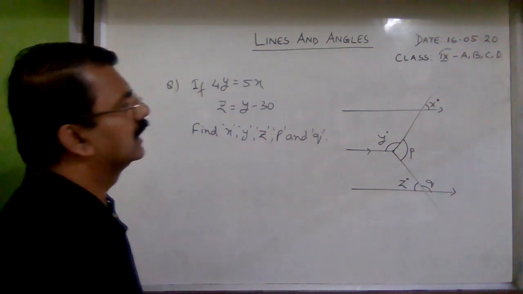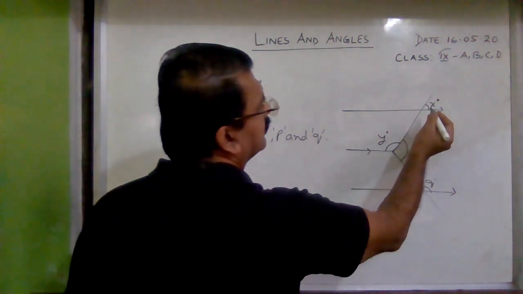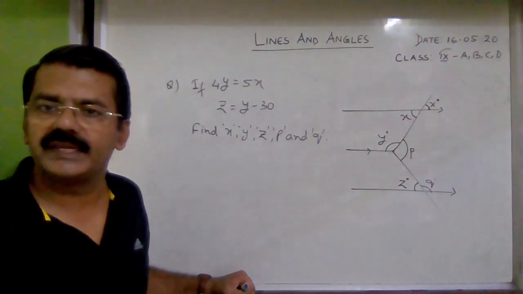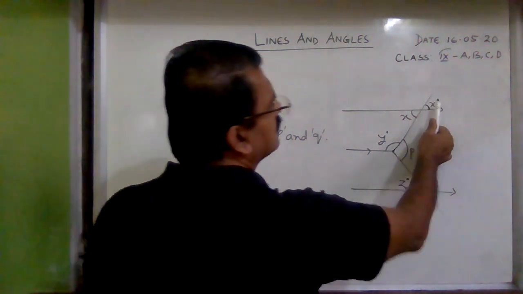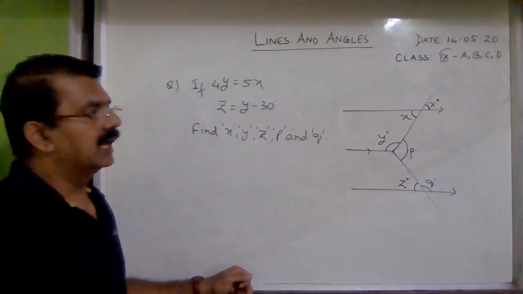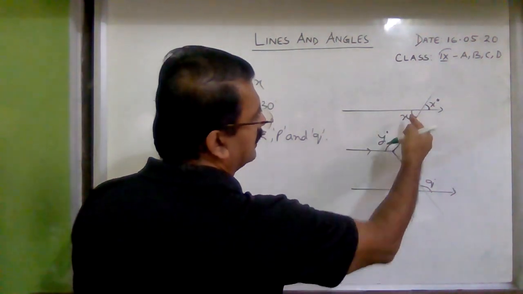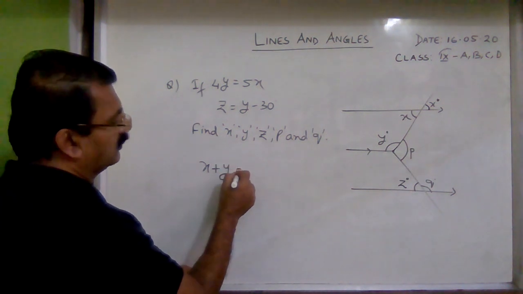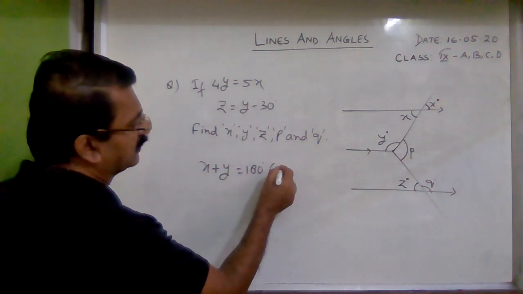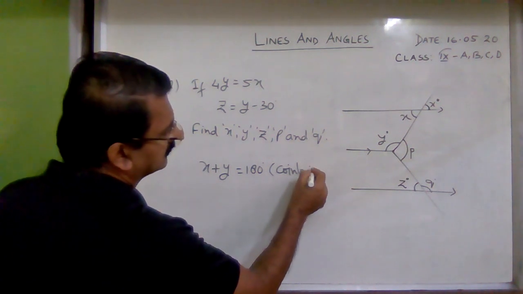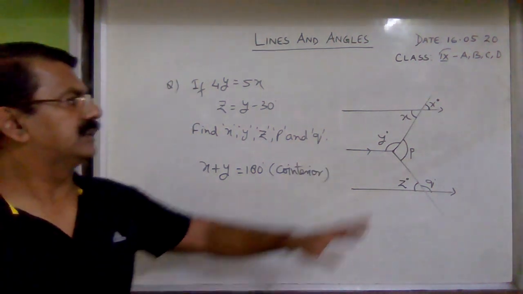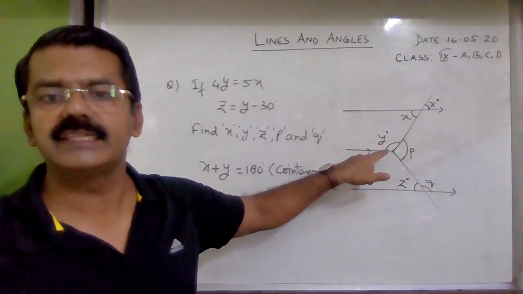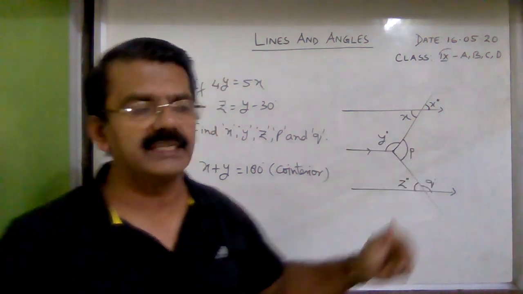Now what do we do? First of all, if this angle is x, then this angle will also be x, because they are vertically opposite. Now, as this line and this line are parallel, these two angles will be co-interior angles. So their sum, x plus y, will be equal to 180 degrees because they are co-interior angles. Clear?